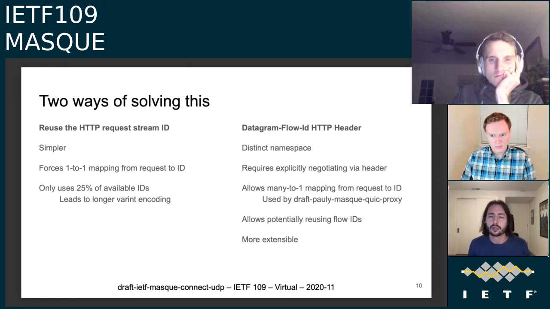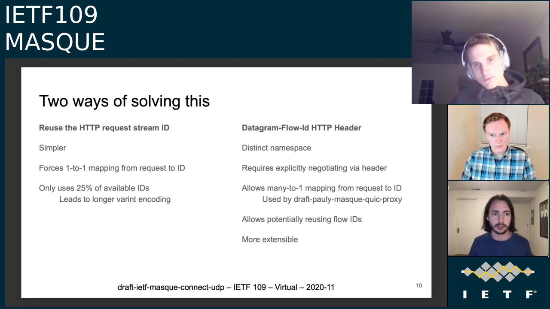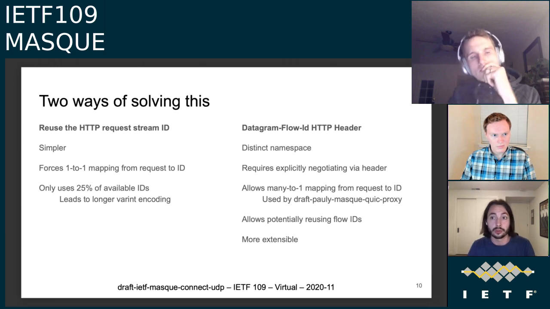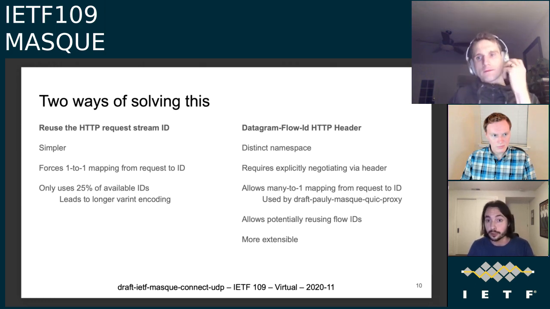And so my general gut feeling is that having a separate namespace with negotiation is more extensible and might be better. So I'd like to pause here to ask for opinions from the room. I'm inclined to keep what's in the draft today, which is what's on the right, but I just wanted to have the conversation in the working group.